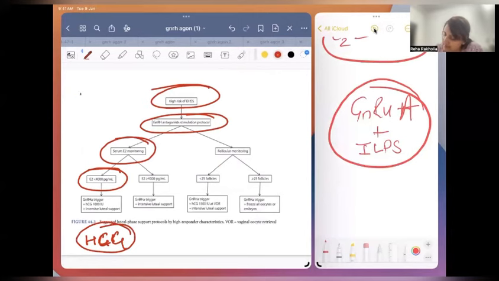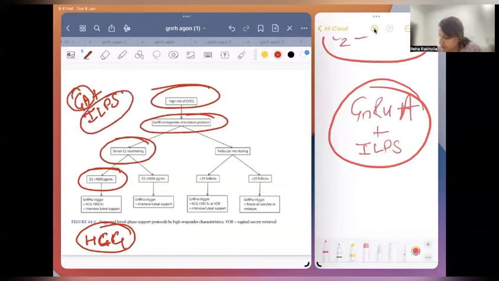In what? In GnRH agonist protocol plus intensive luteal phase support, we need to add HCG. And if estradiol level is more than 4,000, we have an OHSS risk. So we won't add HCG if estradiol level is more than 4,000.